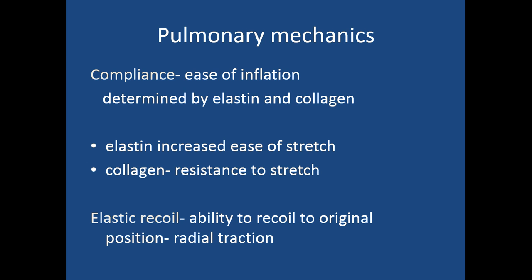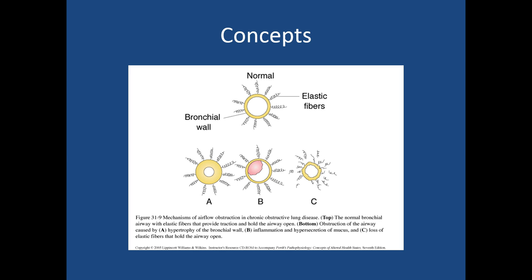Elastic recoil is the ability to recoil to the original position that is provided by radial traction. So again, when you stretch it out, it means it can bounce back. And we do run into, as I said, disease states where we lose our recoil. This shows you a few different situations where we have, again, our elastic and collagen fibers. We're showing an increased airway resistance here with the decreased caliber of the airway. There's a foreign body in this airway, so showing you increased airway resistance. And this is showing you damage to the elastic fibers, so we would be looking at a problem with compliance in this particular situation.